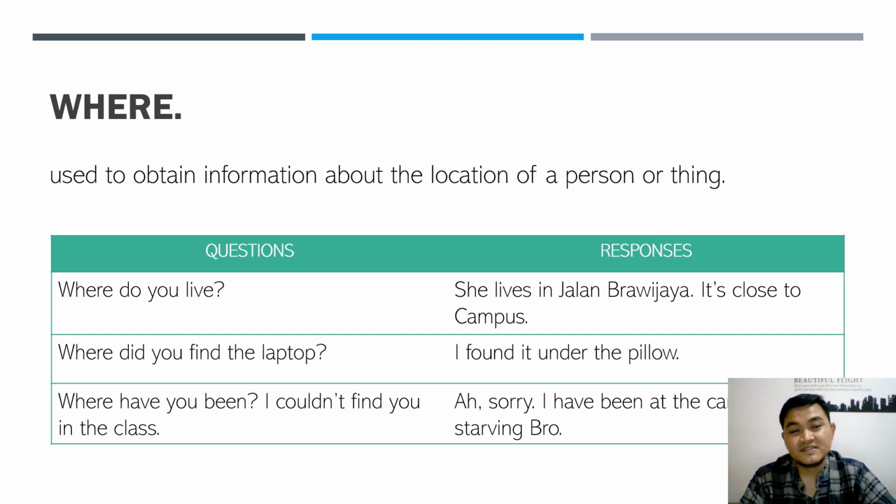And then the next one I have is where, not were. It would be a very different meaning when you have the wrong pronunciation, where and were. For the question you must say where. Where is used to obtain information about the location of a person or the location of a thing.